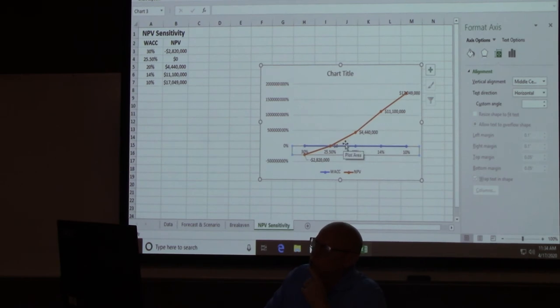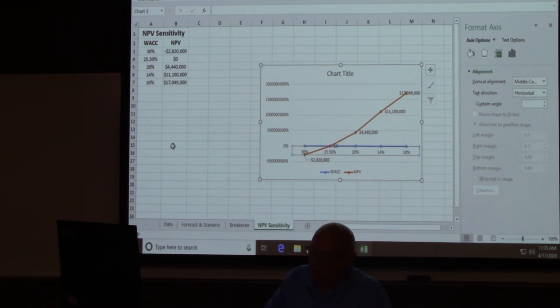But this shows us, from 25.5% to 20%, it's not that sensitive, but then there's a big 6% jump, that extra half a percent, from 20% to 14%, instead of 5.5%, it's 6%, and it goes up very quickly by $7 million, and then it goes up again. This is just a 4% jump, and it goes up by $6 million. Okay, so the slope of this line shows you how sensitive the net present value is to changes in the weighted average cost of capital.